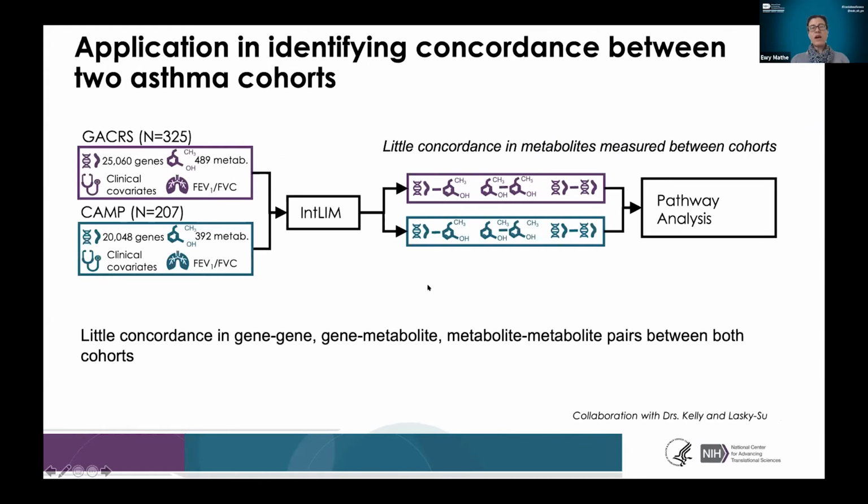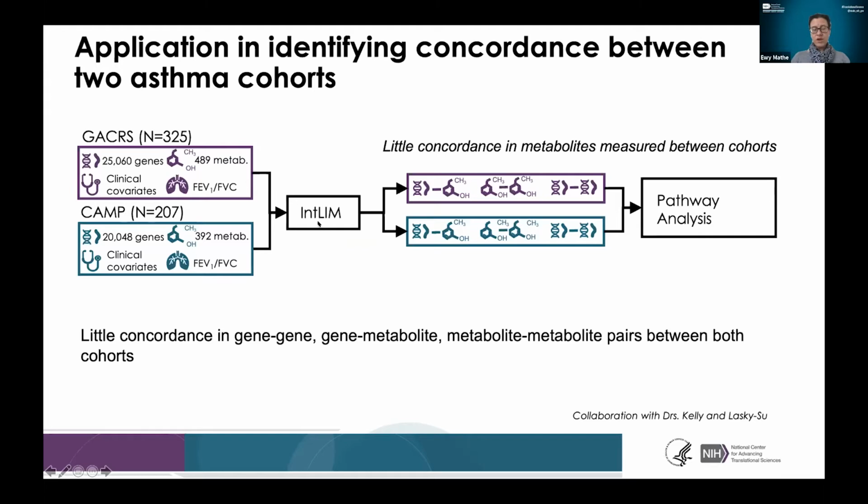So I want to talk about how we're applying INTLIM in the context of identifying concordance between two asthma cohorts. So these are fairly large cohorts, a couple hundred individuals in each cohort. And we have both gene measurements and metabolite measurements in both. And the outcome of interest is lung function, which is measured as FEV1 over FVC ratio.